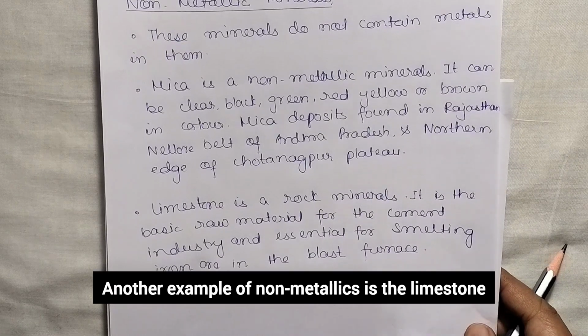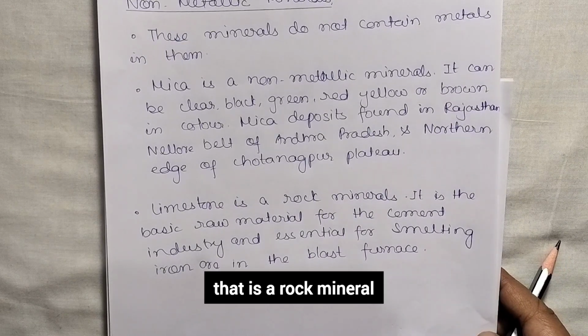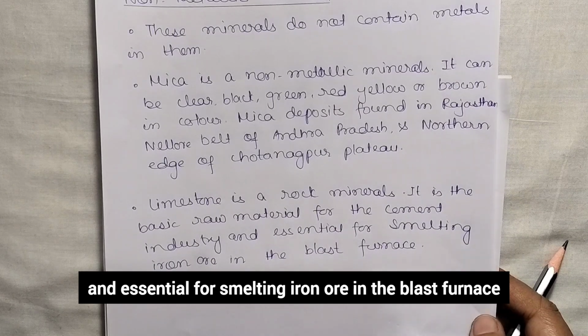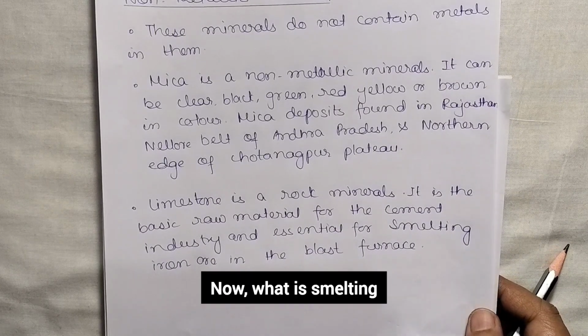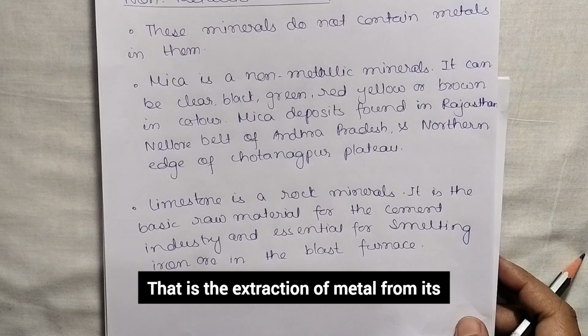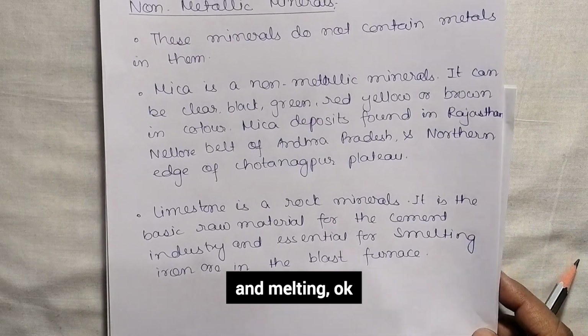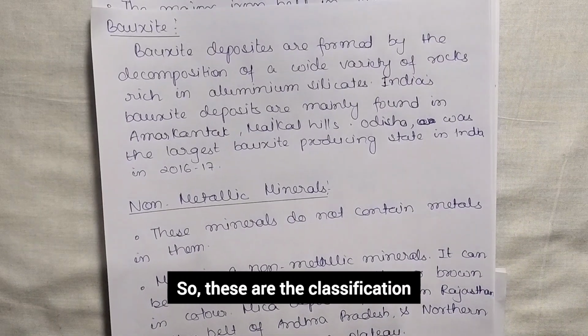Another example of non-metallic is limestone, that is a rock mineral. It is a basic raw mineral for the cement industry and essential for smelting iron ore in the blast furnace. Now what is smelting? That is the extraction of metal from its ore by a process involving heating and melting, okay. So these are the classifications.